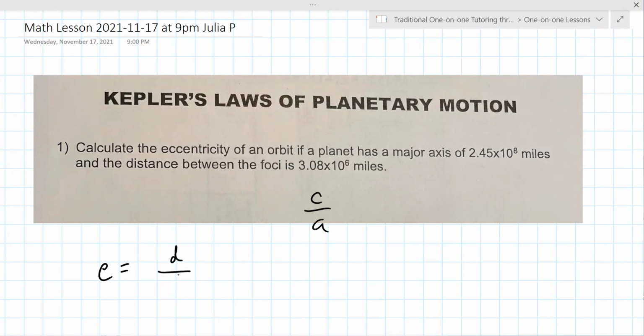Yes. Okay. So essentially it's this number. So this is the foci and then the major axis. So sorry, it's the 3.08 times 10 to the 6th over 2.45 times 10 to the 8th.